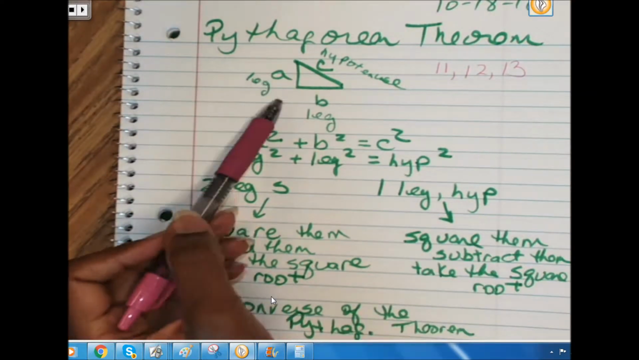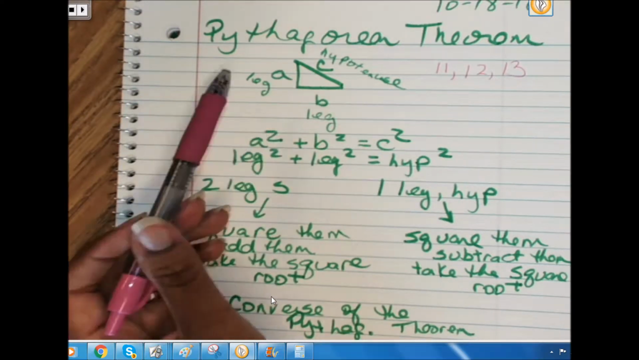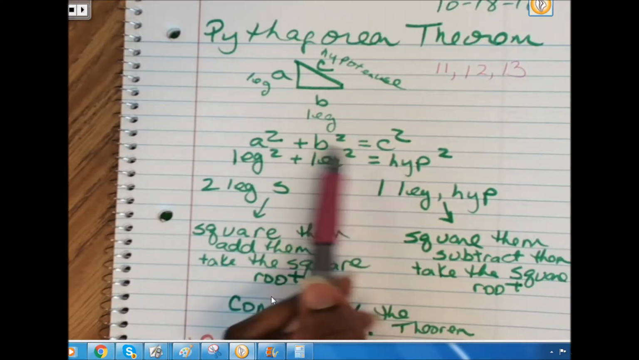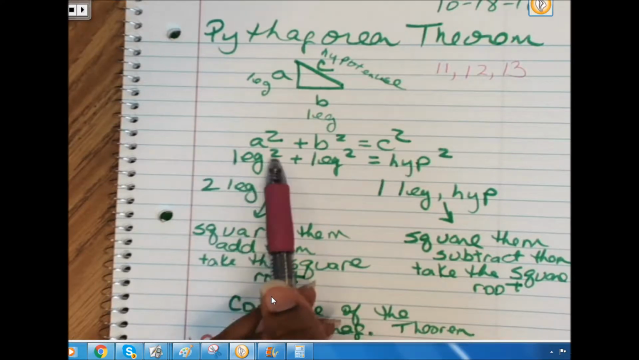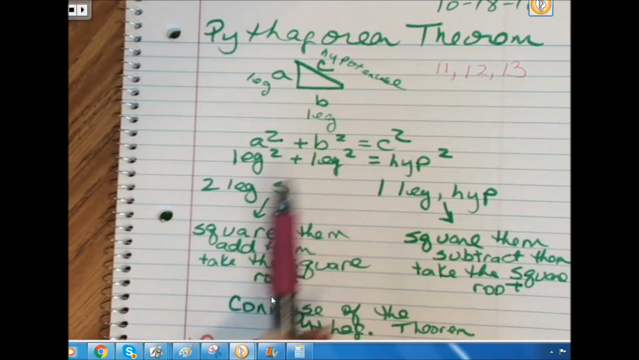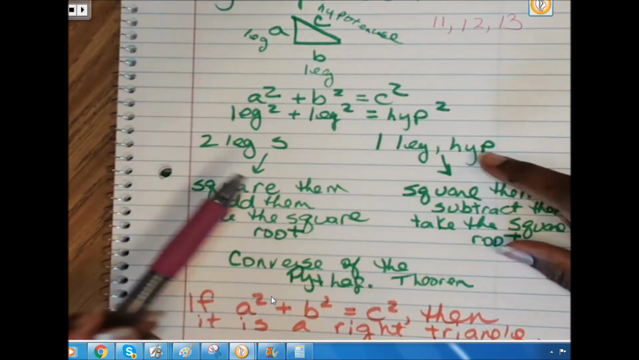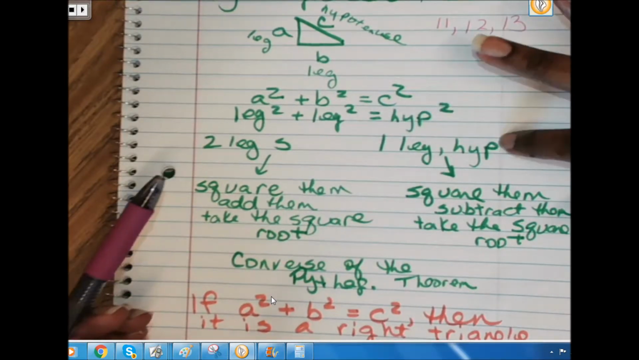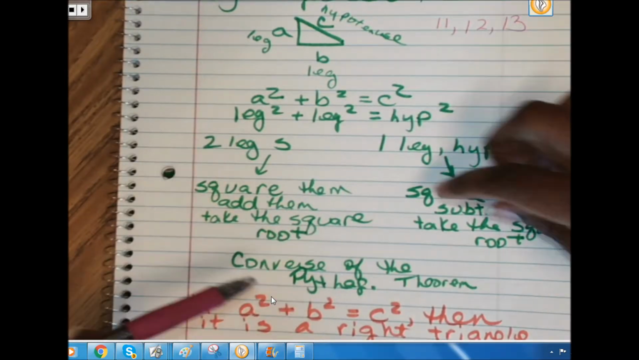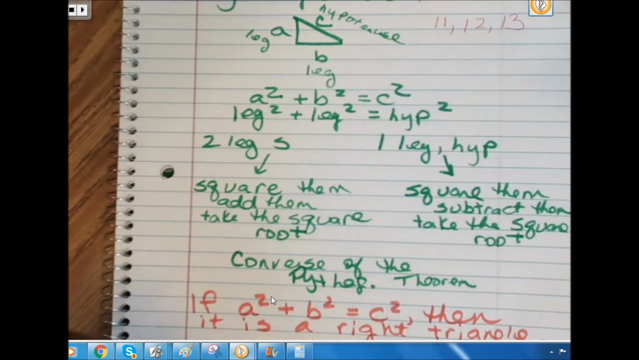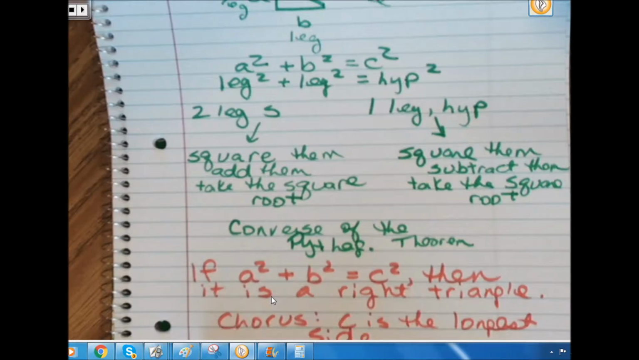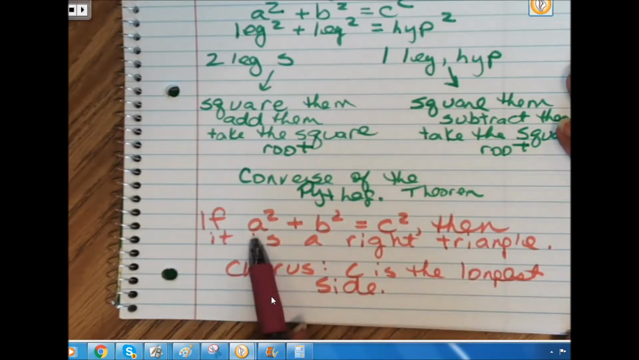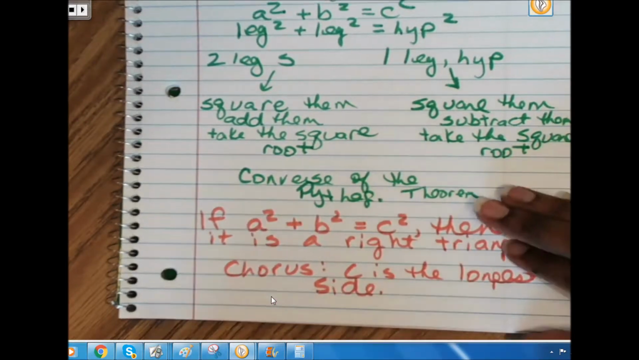The Pythagorean theorem is a squared plus b squared equals c squared. It's used to find the missing side of a right triangle. A squared plus b squared equals c squared represents the legs squared plus the legs squared equal to the hypotenuse squared. We have notes here on how you use the Pythagorean theorem if you're given two legs, and how you would use it if you are given one leg and a hypotenuse. Although these are not the only ways that we can use the Pythagorean theorem, we also set it up in an equation. The converse of the Pythagorean theorem says that if a squared plus b squared equals c squared, then it is a right triangle. And of course, c is the longest side.